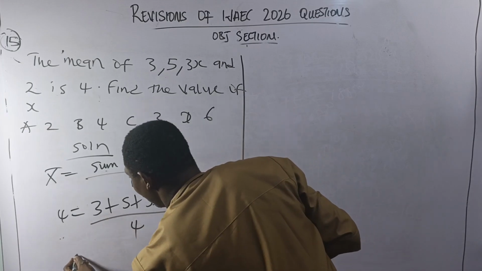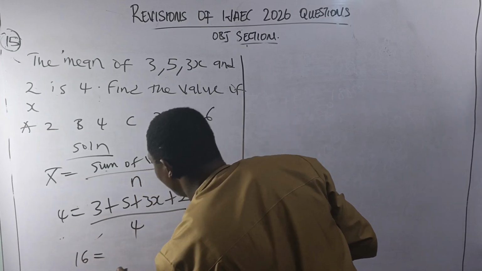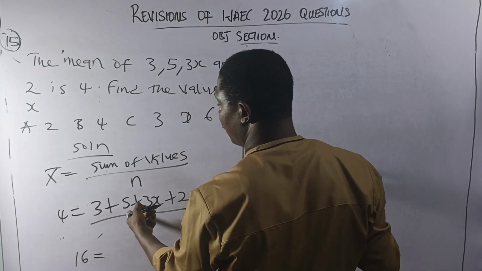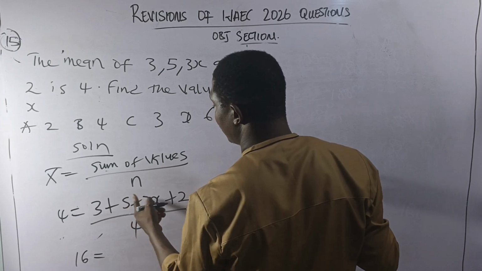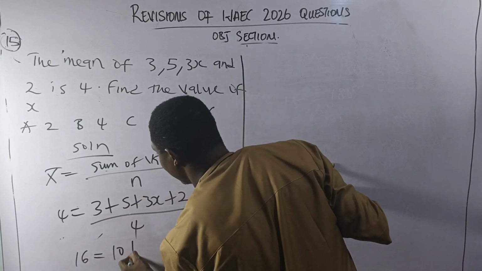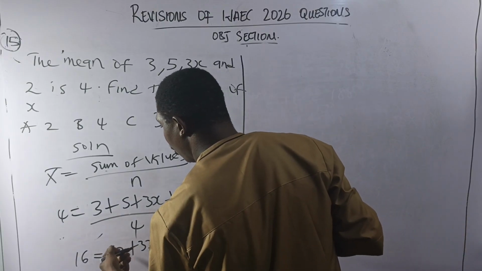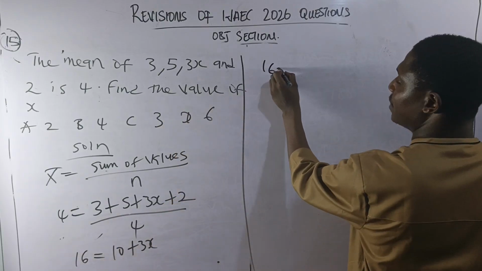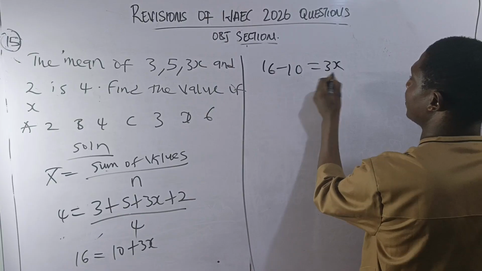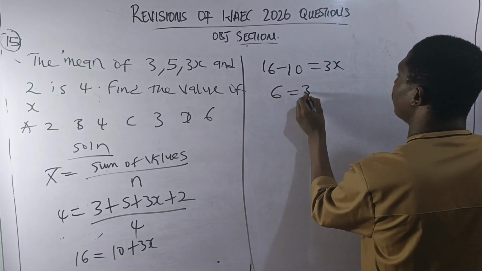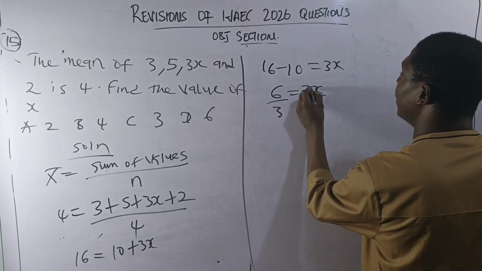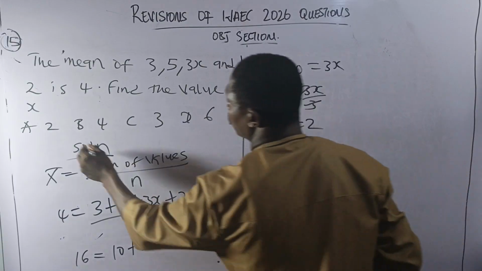So I'll have 4 times 4, which is 16, equals 3 plus 5 is 8, plus 2, 10. So I have 10 plus 3x. I'll collect like terms and move the 10 to the other side. I'll have 16 minus 10 equals 3x. 16 minus 10 is 6, equals 3x. Divide through by 3, and x equals 2, which corresponds to A.